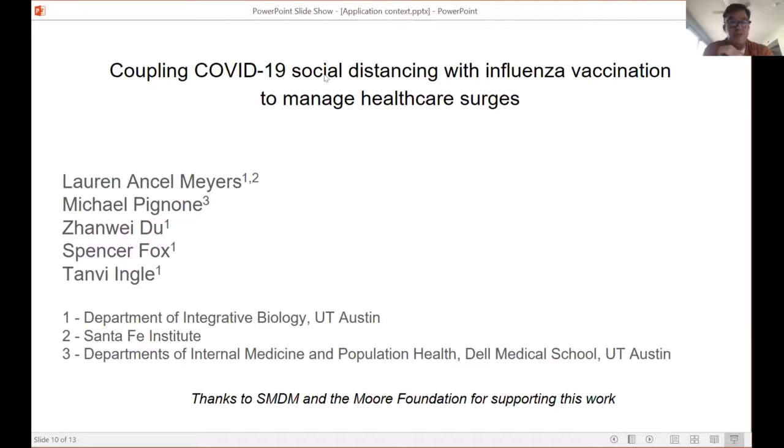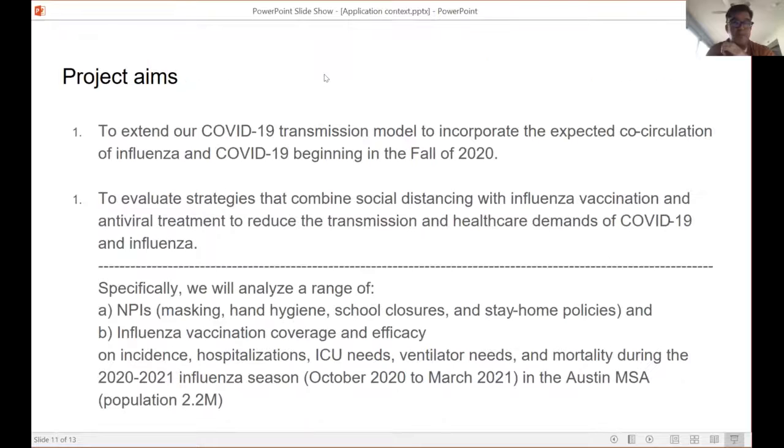Fortunately, we have the opportunity to influence the incidence of these two important respiratory illnesses and reduce the chance of an uncontrolled outbreak. And that's really the impetus for our work. And I want to thank SMDM and the Moore Foundation, as well as my colleagues, for the opportunity to do this work. We can go to the next slide.